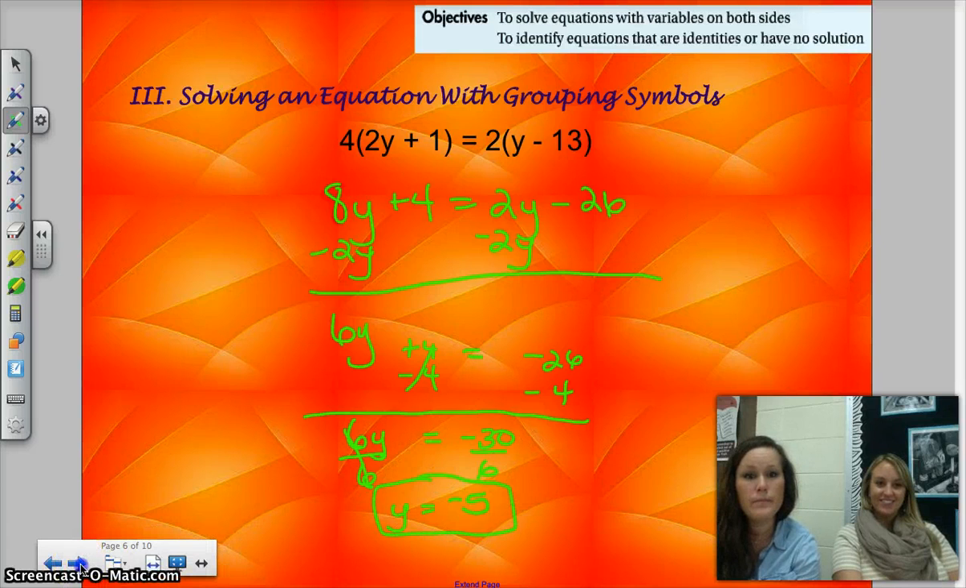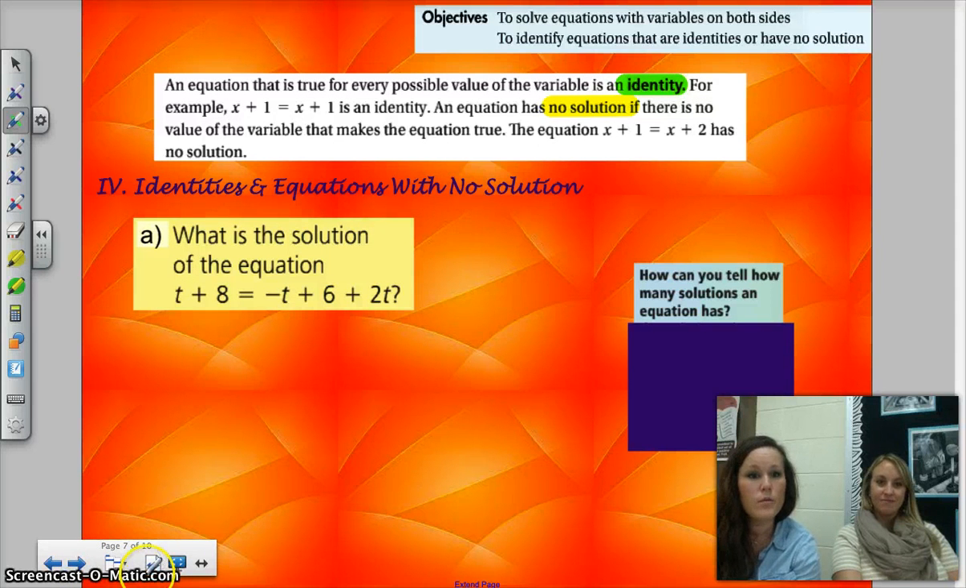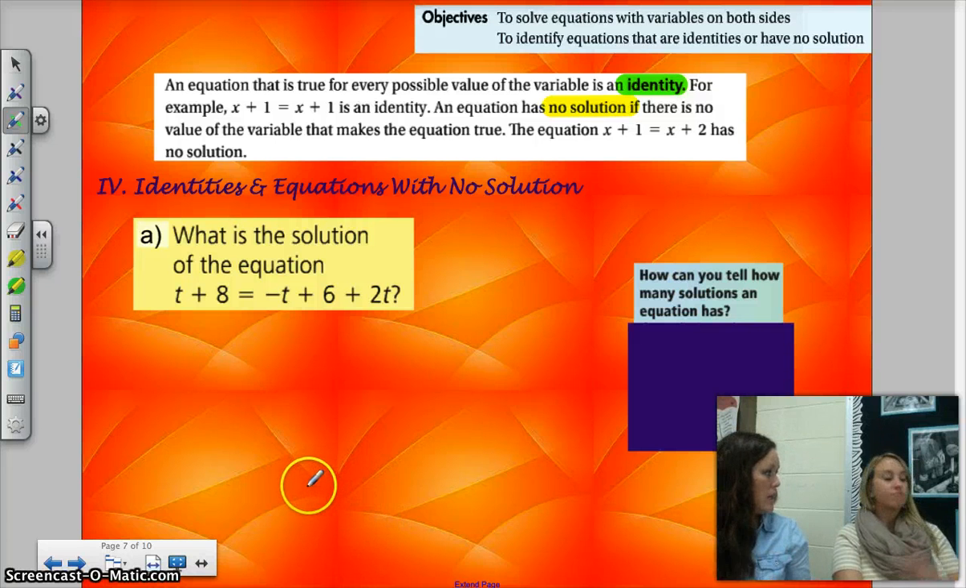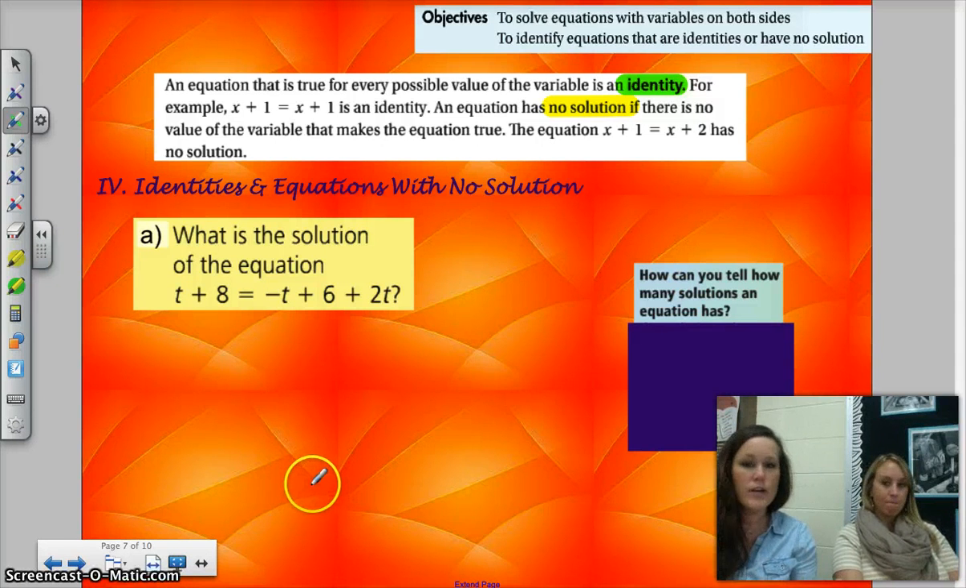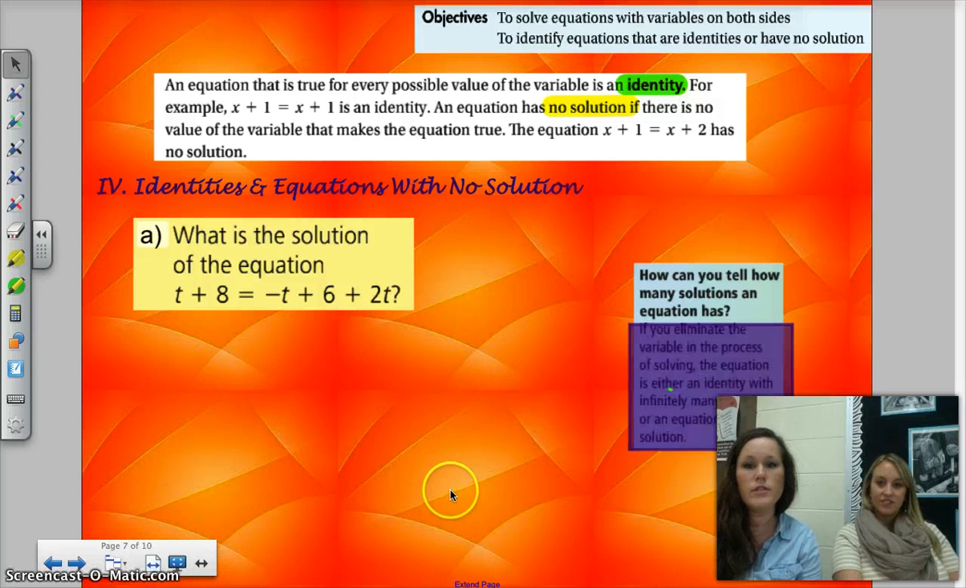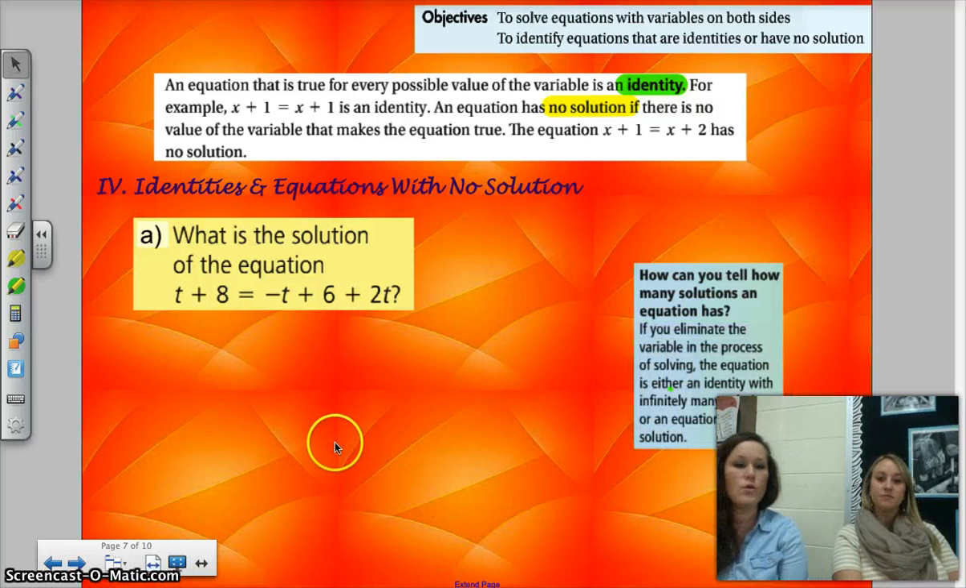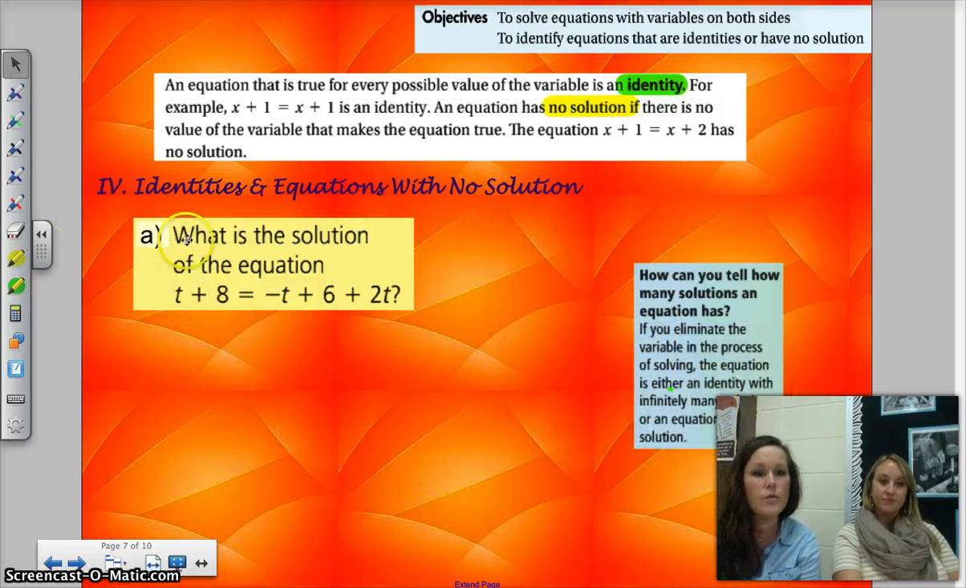Okay. All right. What are we doing here? Oh, this is identity and no solution. If it's identity or no solution. Okay, so identity means it's true for infinitely many numbers. Every number works. No solution means it doesn't work. There's no solution. So I will show you this. This is awesome. How can you tell if it's many solutions or not? Read that, and we'll start solving.